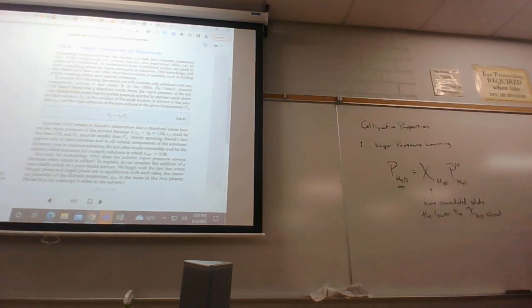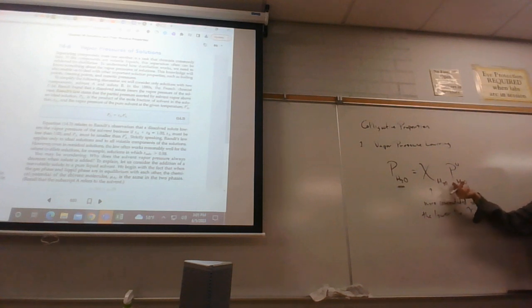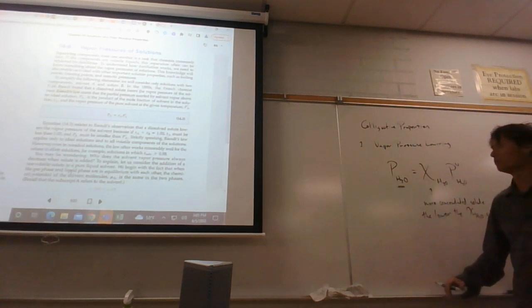That makes sense. The more solute you have, the less solvent you're going to have. And the less solvent you have, the lower the mole fraction. The lower the mole fraction, that's going to lower the vapor pressure. And so this is Raoult's law.